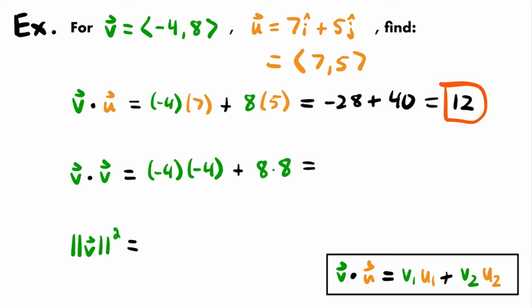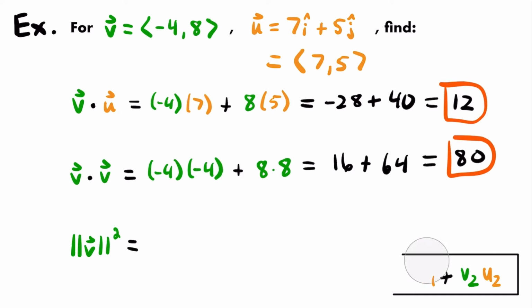Now if we simplify, negative 4 times negative 4 is positive 16. So we'll have 16 plus 8 times 8, which is 64. So we have 16 plus 64, which is equal to 80. And so 80 is the result of the dot product between vector v and itself.